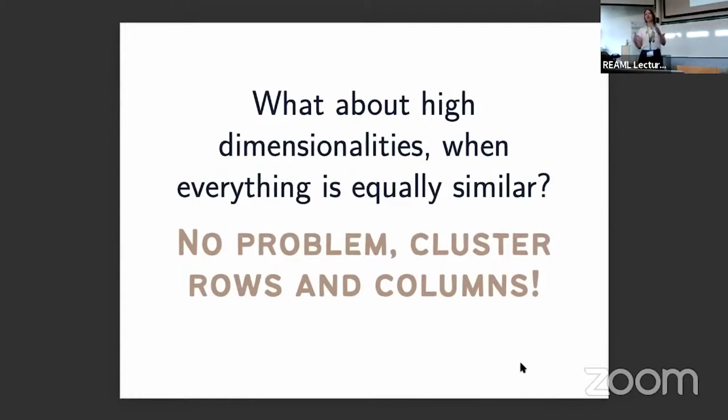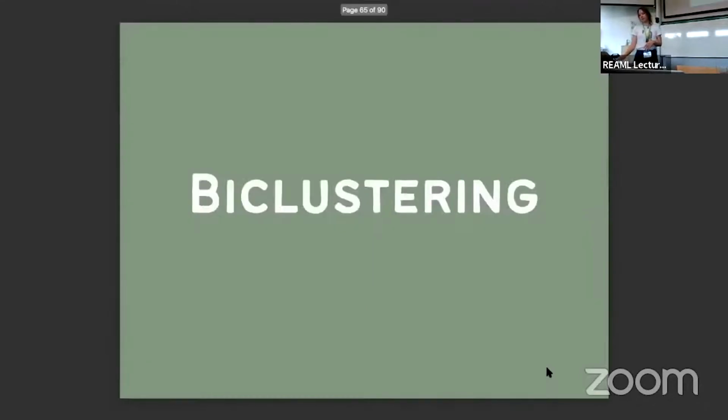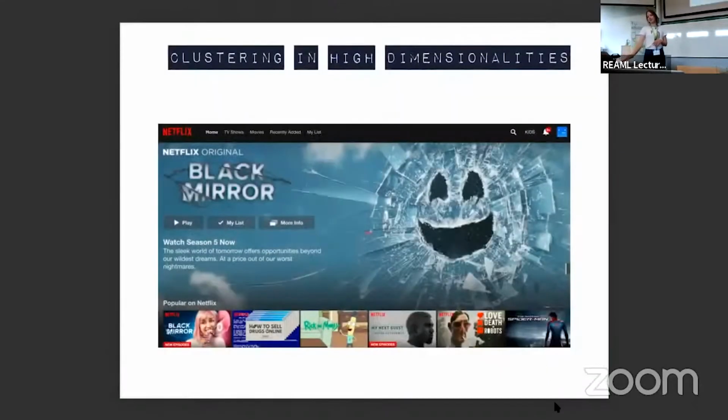So what we do now, we go into the high dimensionalities where we have a problem with clustering, because in high dimensionalities, things are usually not similar to each other anymore. So we have here now the topic of biclustering. And the motivation for biclustering is, for example, movie recommendations.